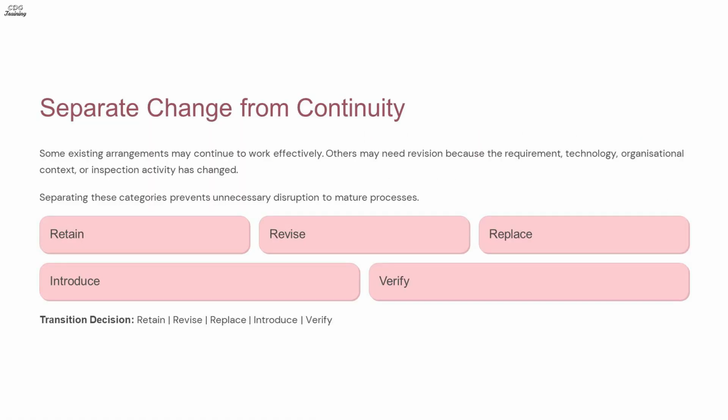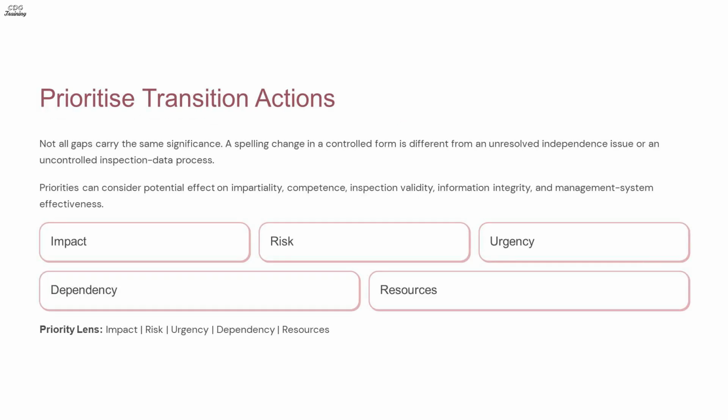Some existing arrangements may continue to work effectively. Others may need revision because the requirement, technology, organizational context, or inspection activity has changed. Separating these categories prevents unnecessary disruption to mature processes. Not all gaps carry the same significance. A spelling change in a controlled form is different from an unresolved independence issue or an uncontrolled inspection data process. Priorities can consider potential effect on impartiality, competence, inspection validity, information integrity, and management system effectiveness.